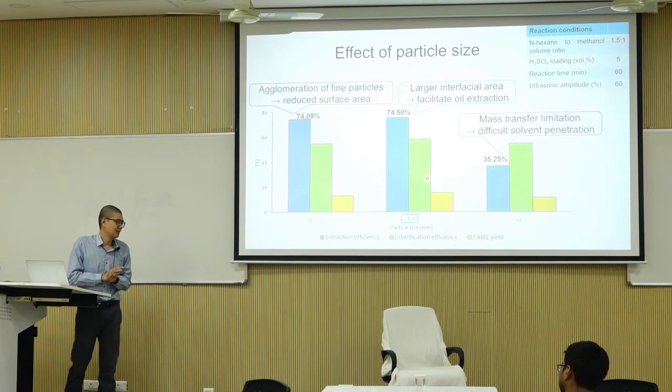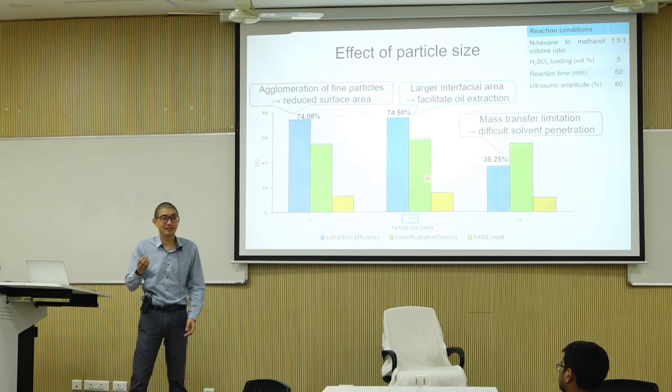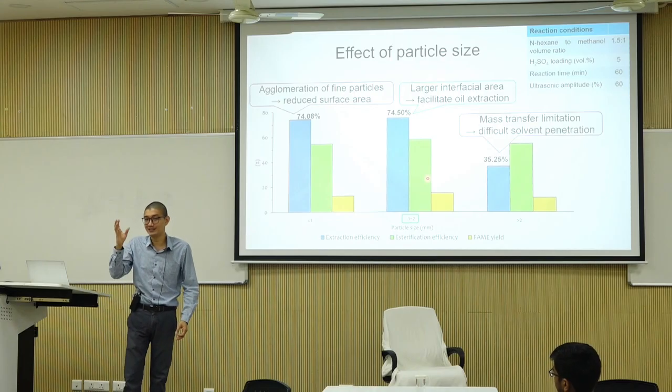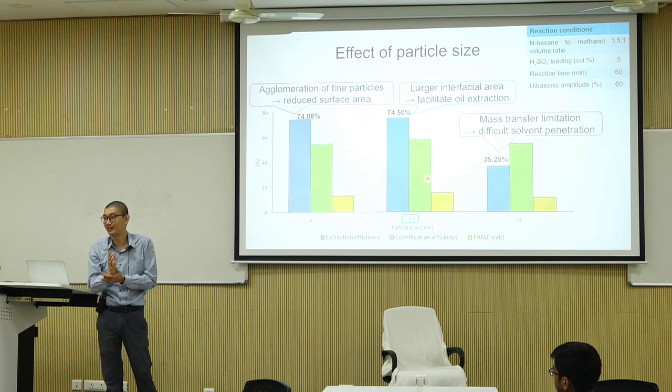For example, the boiling point for the methanol, right? It will evaporate at 60 degrees C. Make sure you don't heat more than 60 degrees C. If not, the methanol will evaporate. That's the thing that you need to consider.